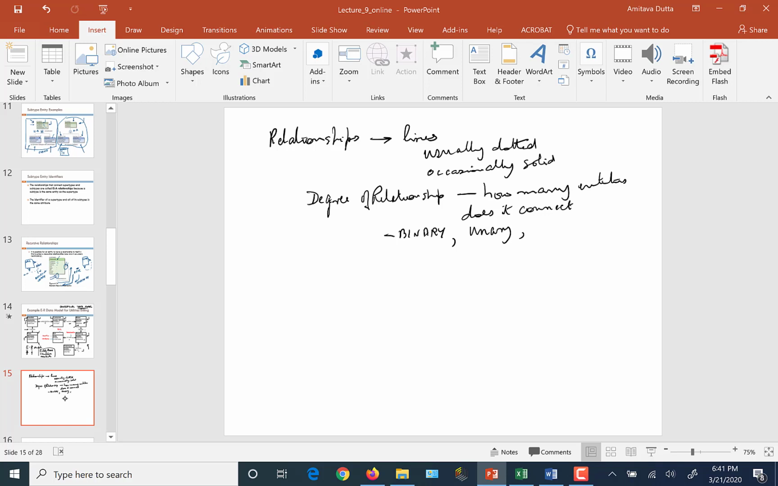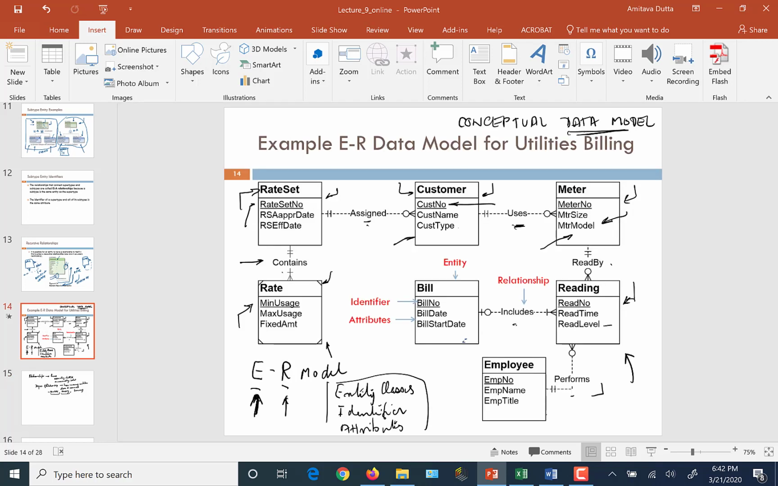You can also have higher order, higher degree relationships that could be ternary, connecting three entities or even more. But for all practical purposes, binary covers maybe 95% of the type of relationships that you will run into, and occasionally you might run into unary. So one aspect of a relationship is the degree, and in this particular data model, each and every relationship is binary.